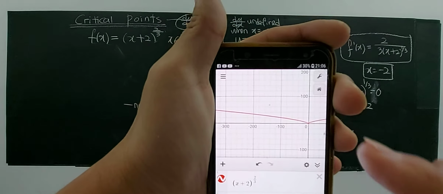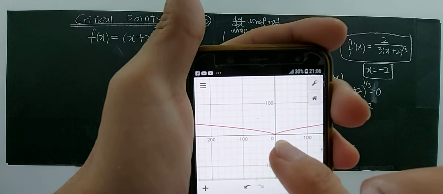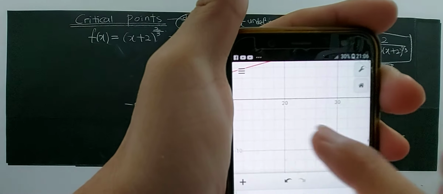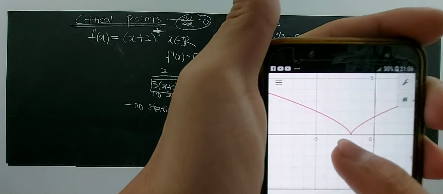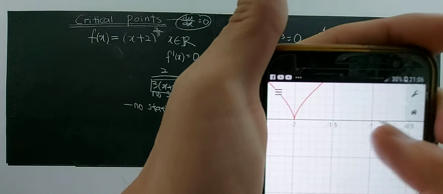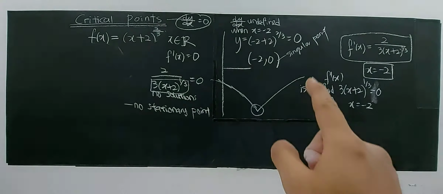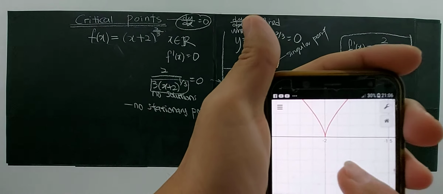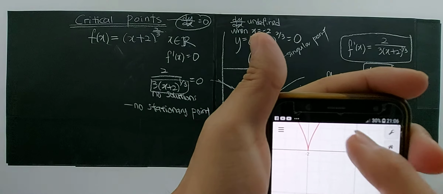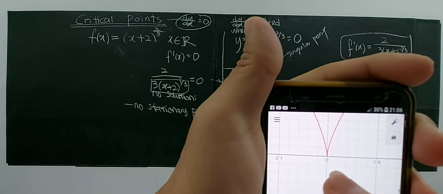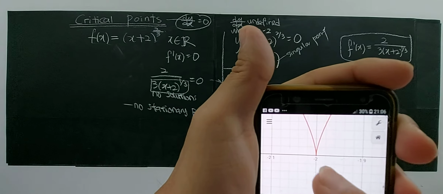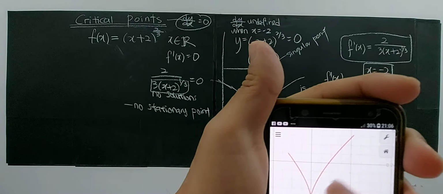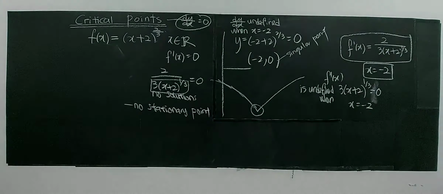If you zoom carefully, you can see that the sharp point is at negative 2. Can you see that? Negative 2, 0, which is a singular point. This is also a critical point, where dy/dx is undefined, or we say f(x) is not differentiable at negative 2. So you can see that there is only one critical point for this function.